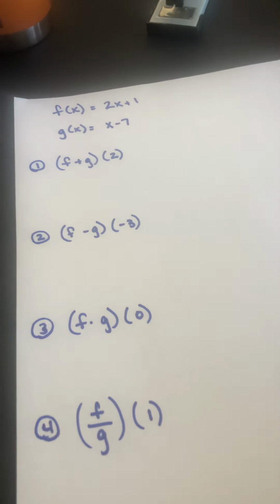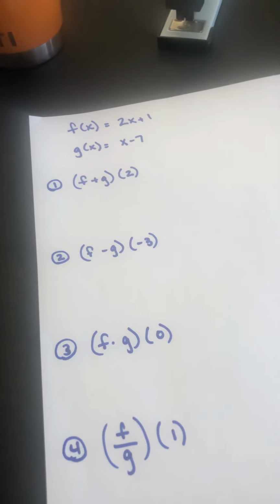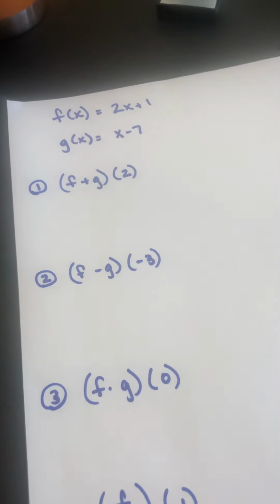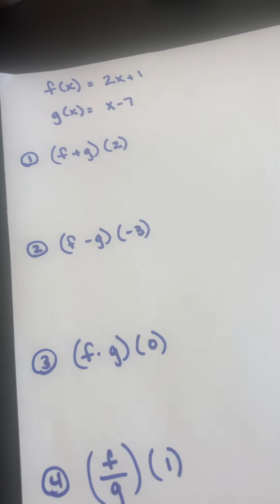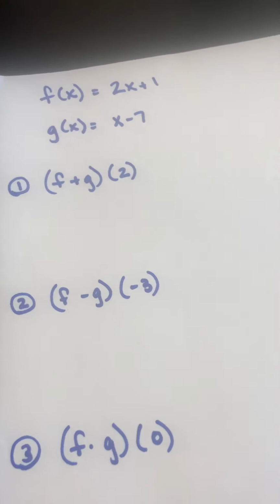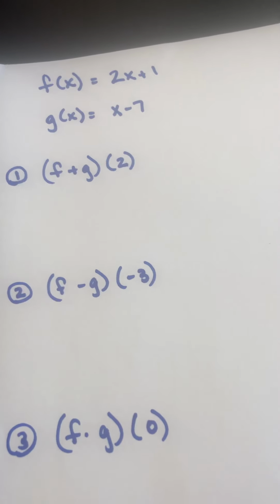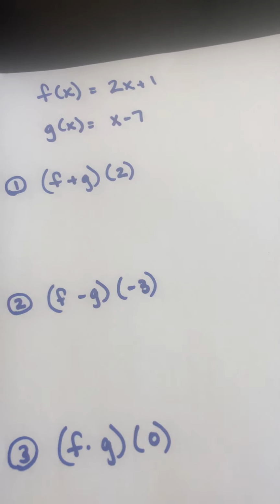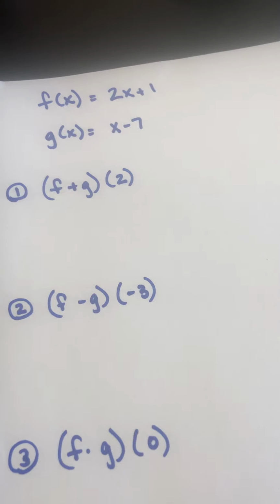Hey everybody, so I want to talk about composite functions a little bit because I know we got a little bit rushed during class, but I'm hoping this will help you with your homework tonight. So I'm just going to give a couple examples here. We're given f of x is equal to 2x plus 1 and g of x is equal to x minus 7.